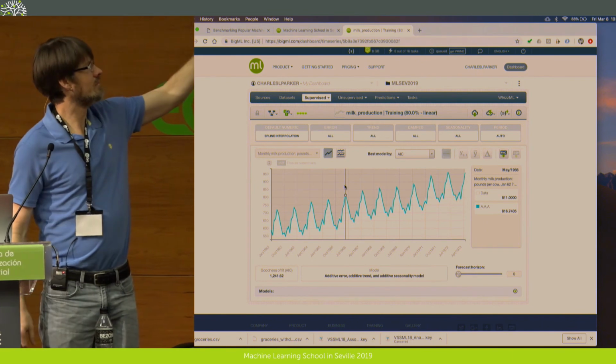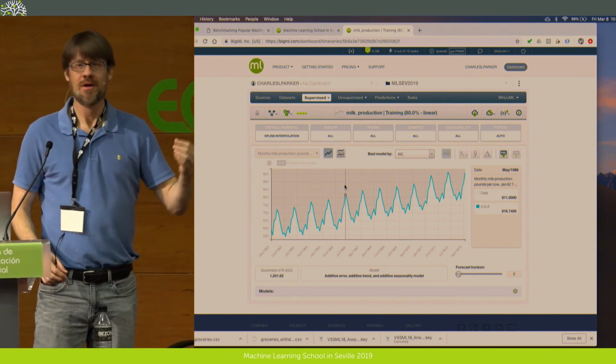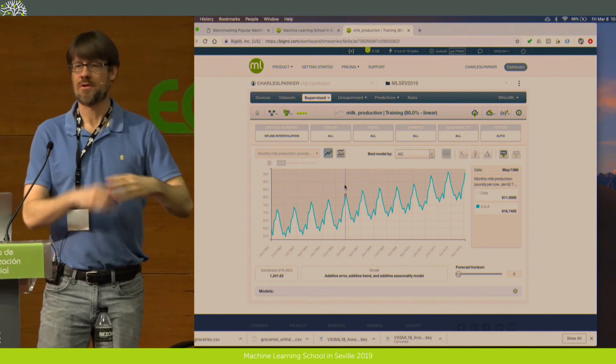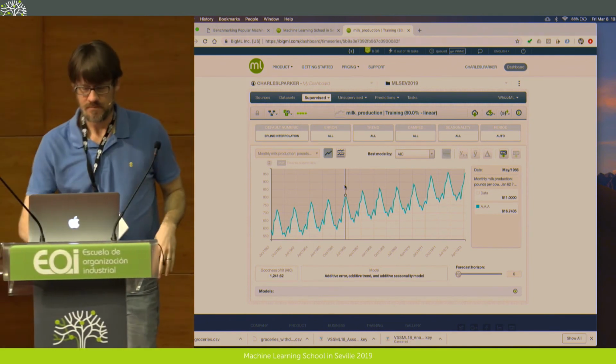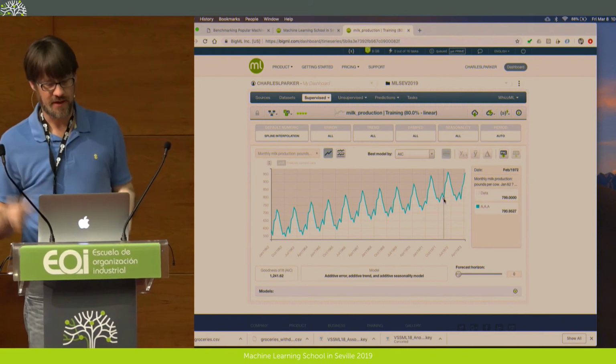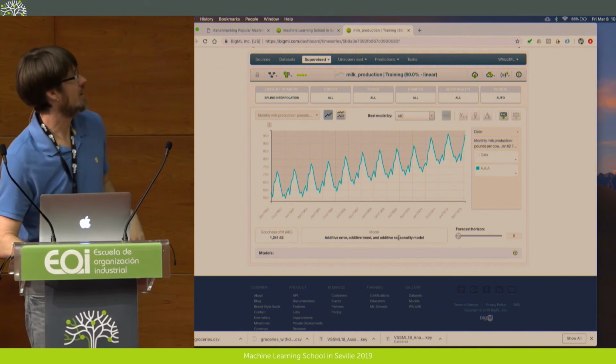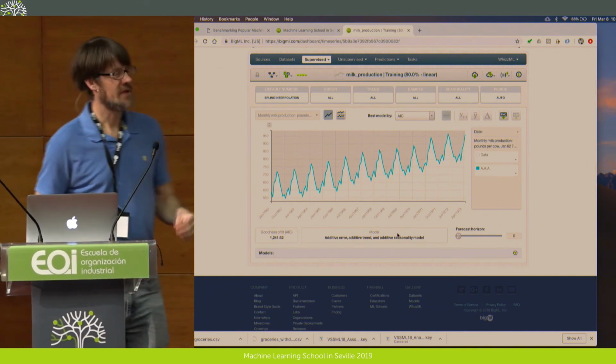Even though this is on a per cow basis, like they're figuring out in Croatia how to get your cow to give more and more milk over time. And so milk production increases over time and also continues to have this seasonality component. And you can see down here the model that we've selected takes those things into account.